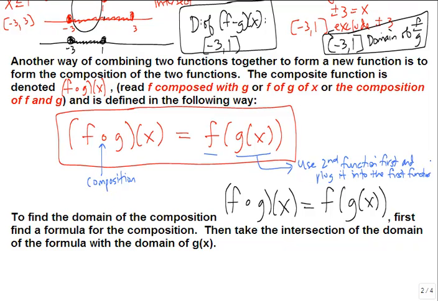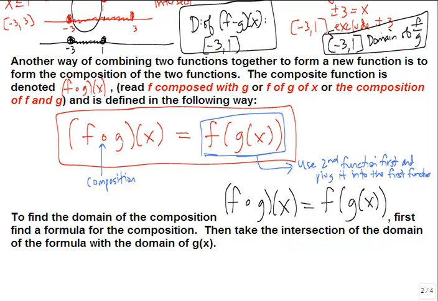Okay, so the composite function, or sometimes just the composition function, is denoted by this little circle notation, f composed with g, and there's several ways you can say it. You could say f composed with g, or you could say f of g of x. That's what this notation typically is interpreted as, f of g of x. Or you could just see it written as the composition of f and g. And this is its definition.